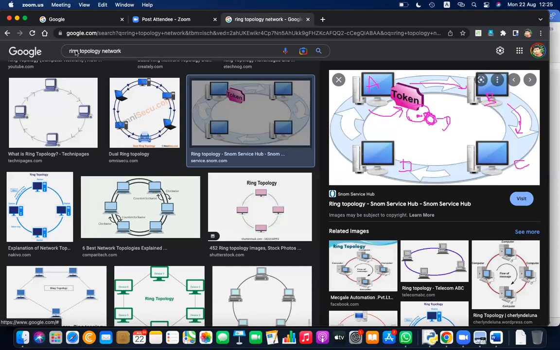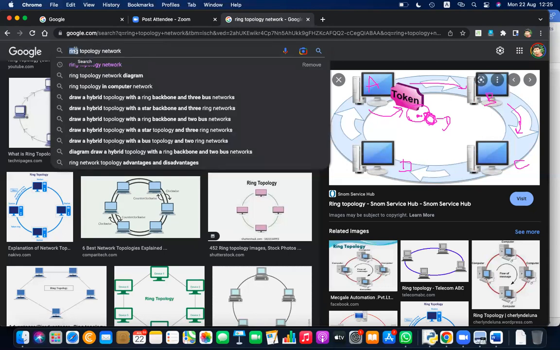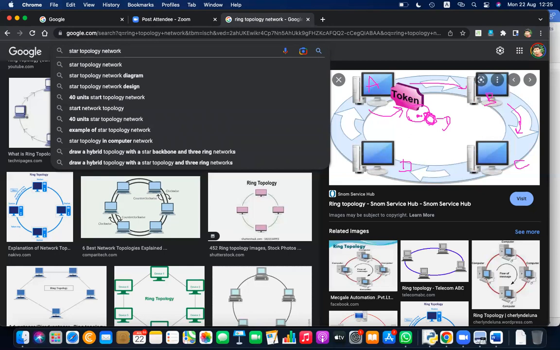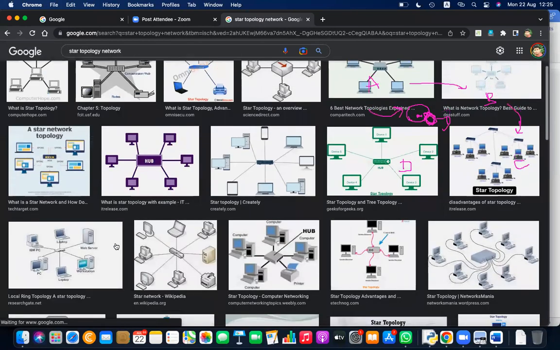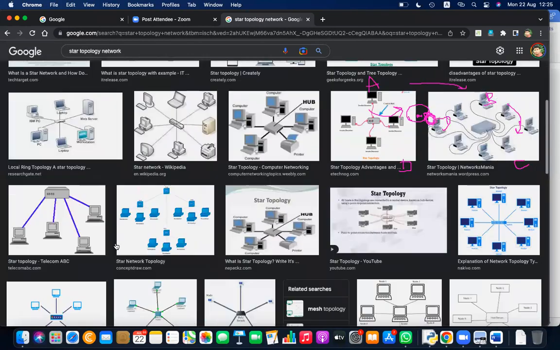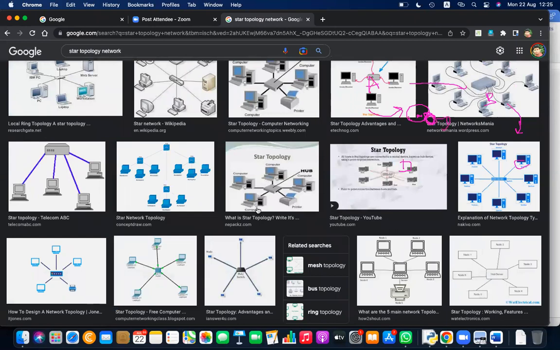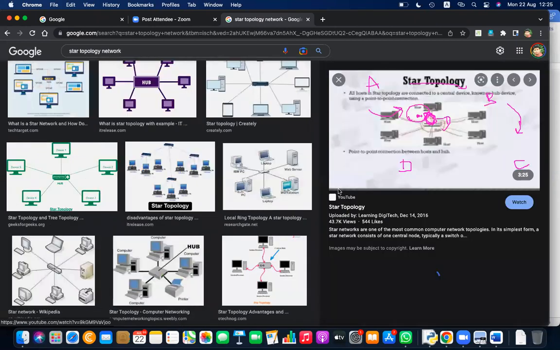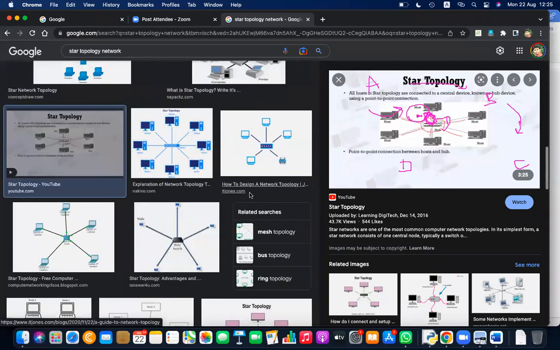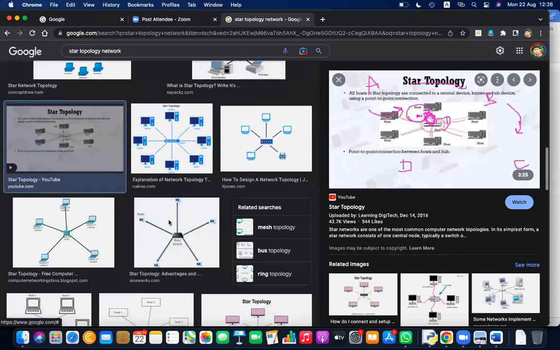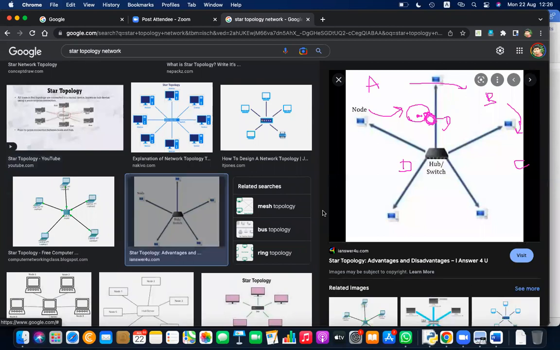Okay, the third is the star topology. This is the more common topology. In LANs, local area networks, this topology is more common. I hope you have experienced this kind of network, maybe in your computer lab, in your school, or maybe in a company or organization. So this is the star topology.